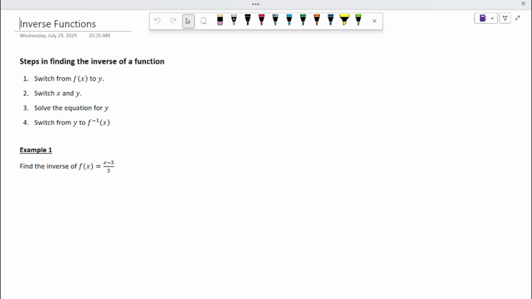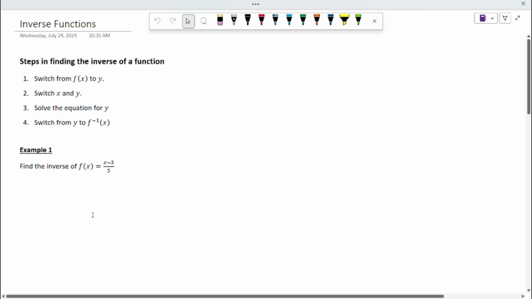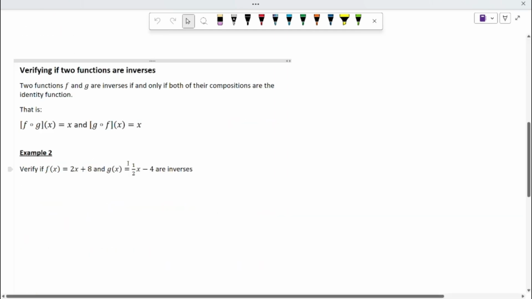Hello, this video is part 1 on inverse functions. In part 2 of this section, we will be doing a Python program that will do exactly what we are doing here in this video. So on inverse functions, what we will be mainly focusing on today are finding the inverse of a function and also verifying if two functions are inverses.